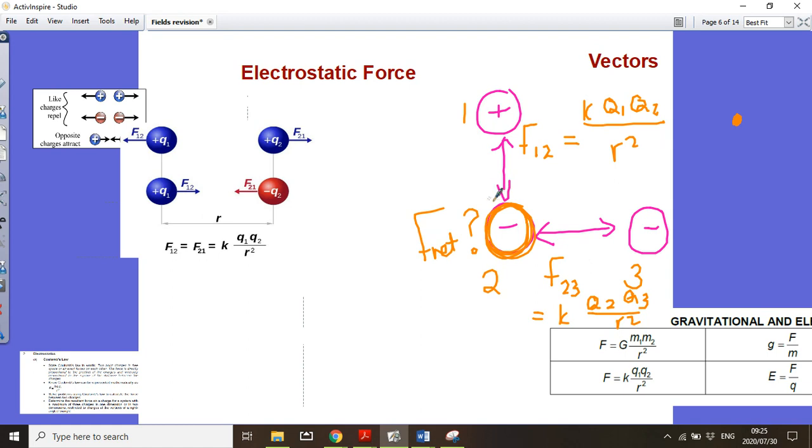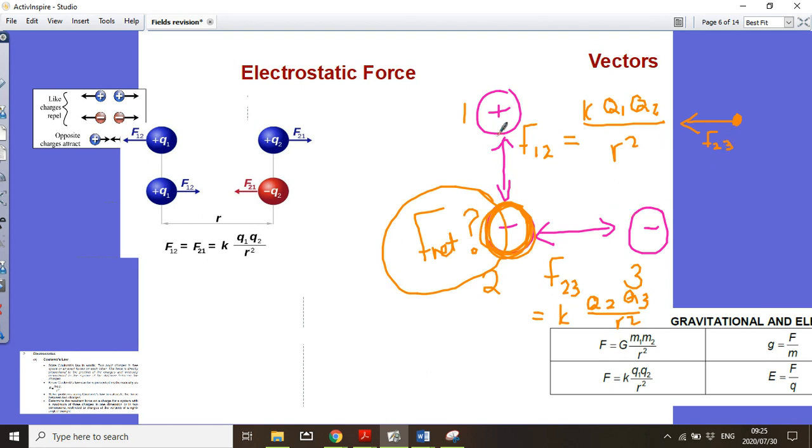Now the question said, what is the net force acting on charge number 2? So go and do a little force diagram. Look at charge 2. This force, there's a negative and a negative. Which direction will this force act on charge 2? Because they are repelling each other, this is now my charge 2 here, it's going to be pushing my charge 2 in that direction. So this is going to be F23 acting on charge 2.